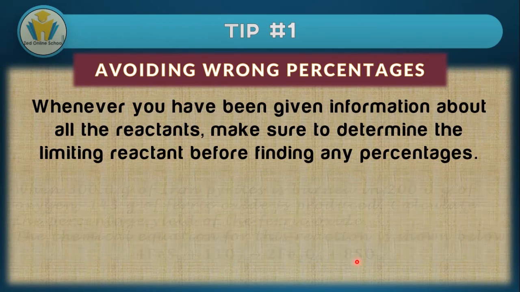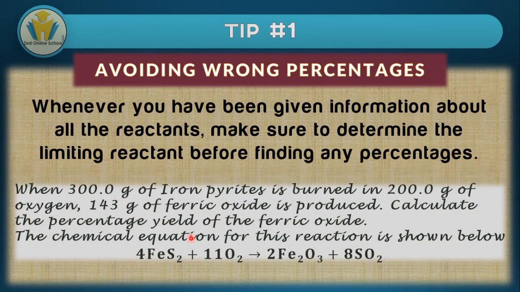But if you look at this other question, we've been given information about both these two reactants, and using any of them from the information here will be able to give us answers. But one of them is going to give us a wrong answer, and this is the case where you're supposed to be careful and find the limiting reagent, then you calculate whatever is required.